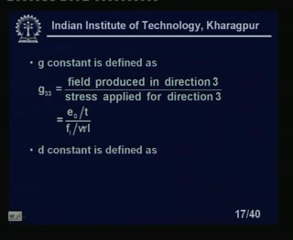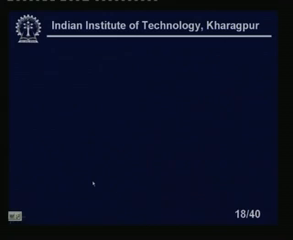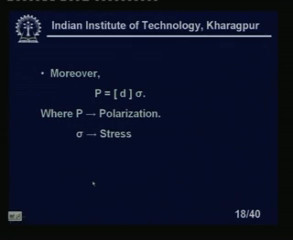Now, the D constant is defined as D33, the charge generated in direction 3 divided by the force applied in direction 3, which can be written as Q divided by Fi, right. That means the charge developed divided by the force applied. Moreover, P is equal to D multiplied by sigma, right, where P is the polarization and sigma is the stress, and D we call the sensitivity matrix of the piezoelectric crystals, right.